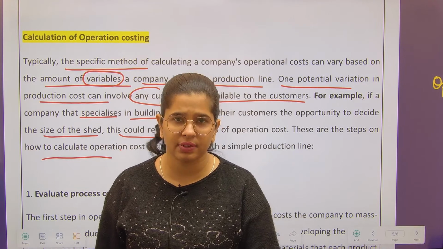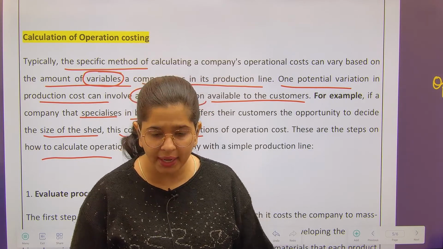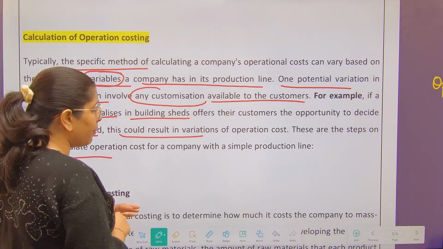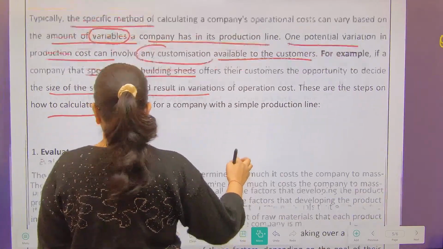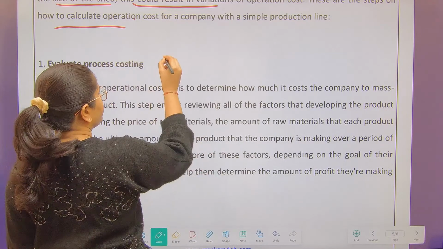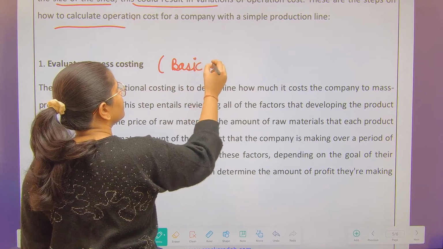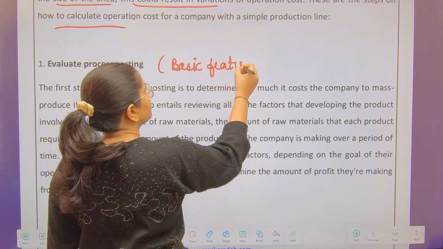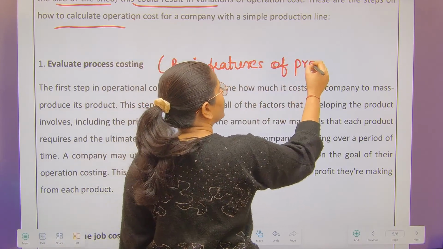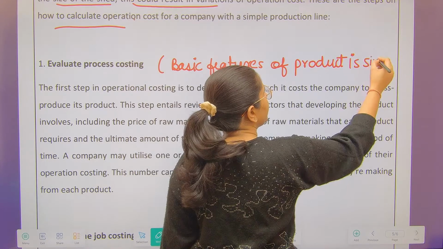Operation costing is related to services. If an entity is engaged in providing services, then that entity is going to use operation costing, and with operation costing we have different products, but similar products with different features. Number one thing, because we are having an identical process, the basic features of the product are similar.